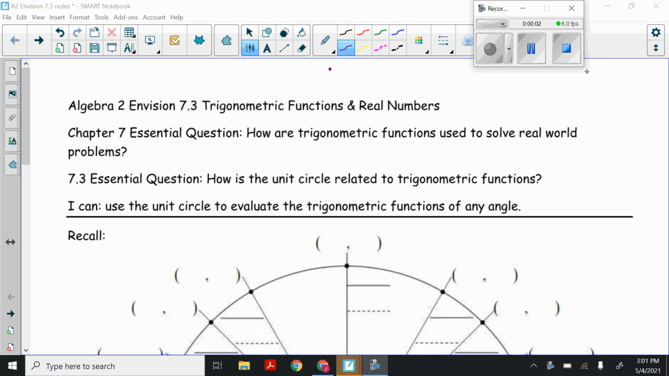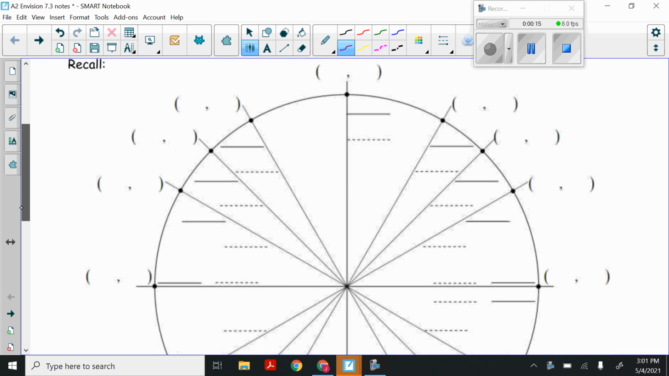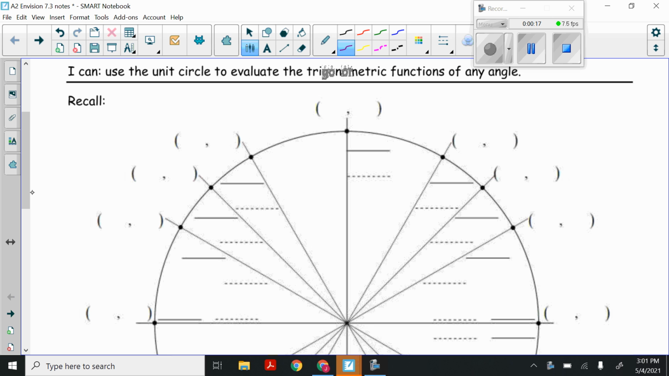Right, today in Algebra 2, we're going to look at section 7.3, trig functions and real numbers. After today's lesson, we will be able to use the unit circle to evaluate the exact value of trig functions of any angle. So recall, first, our unit circle, we're going to fill everything in.